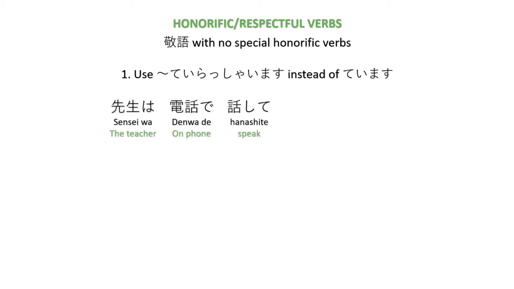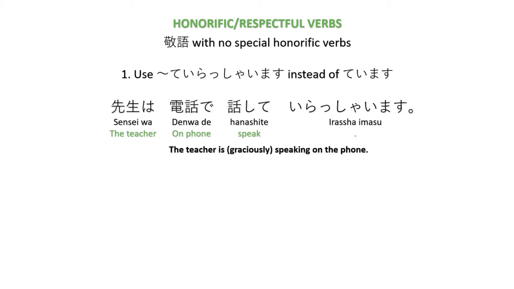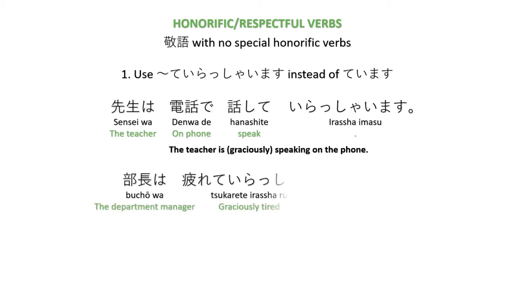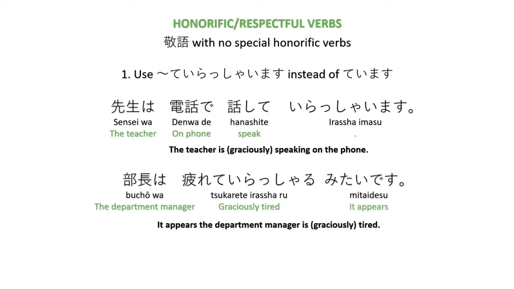Sensei wa tenwa de hanashite irashaimasu. The teacher is graciously speaking on the phone. So instead of hanashite imasu, which is the polite form, we use hanashite irashaimasu, which is the gracious or respectful form of the verb. 部長は疲れていらっしゃるみたいです. It appears that the department manager is graciously tired.